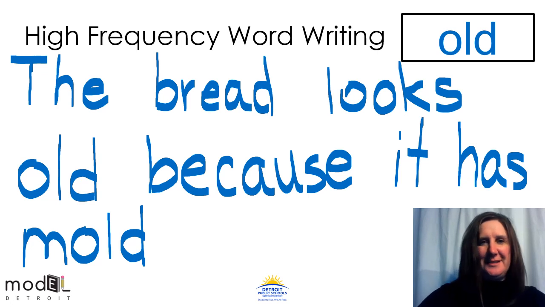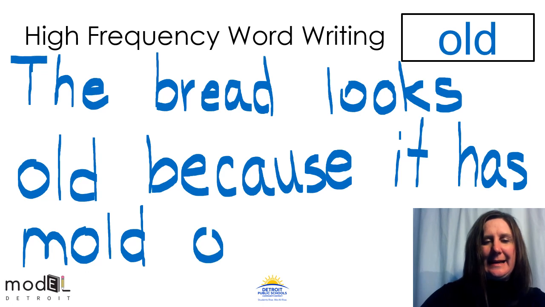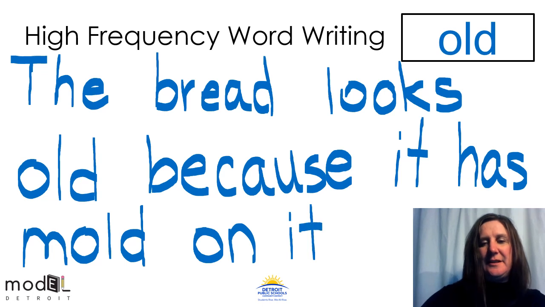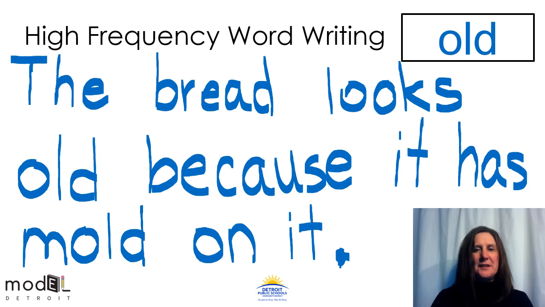Let's finish our sentence. The bread looks old because it has mold on it. And then I'm going to put a period at the end of my sentence. Let's read this again. The bread looks old because it has mold on it. Now you think of a sentence using the word old. I want you to try writing it down on your own. Go ahead and stop the video if you need to, but I want you to give it a try.